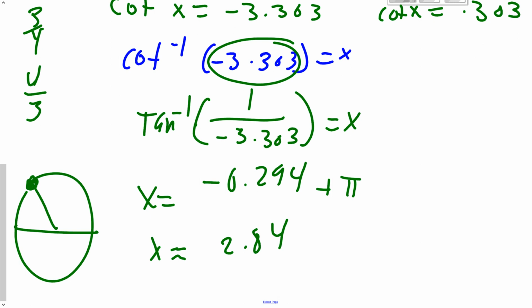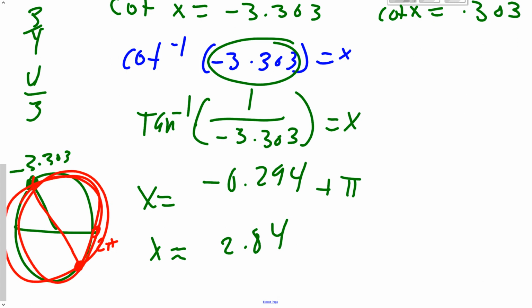Cotangent's positive, right? Here I get negative 3.303 right here. Well, if I add 180 degrees to that, if I was going from 0 to 2 pi, then I would add another pi to this, 2.84, and I would get my second answer. But we want to keep on rotating. So every 180 degrees, or every pi, I'm going to get the same answer. So if I just add pi n, I will keep on rotating.